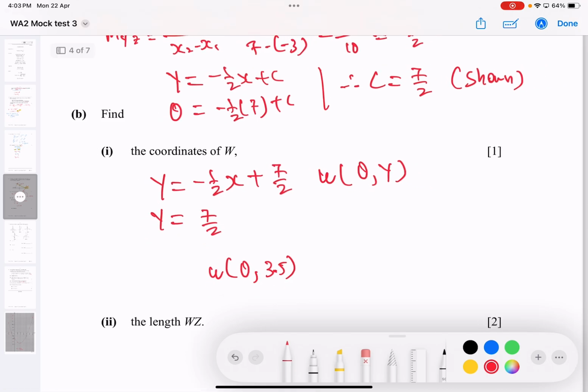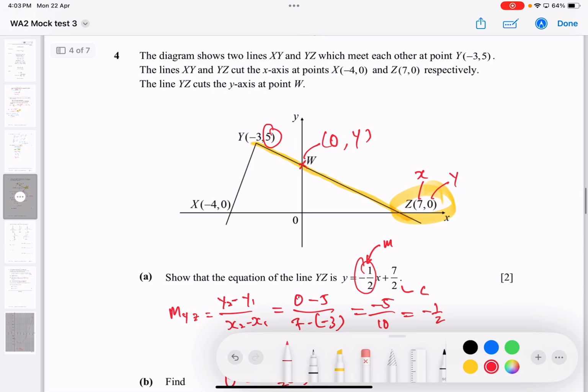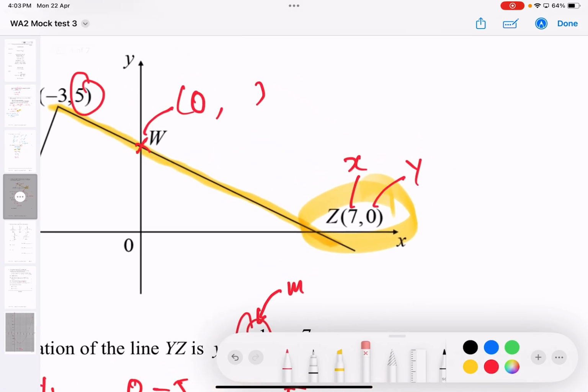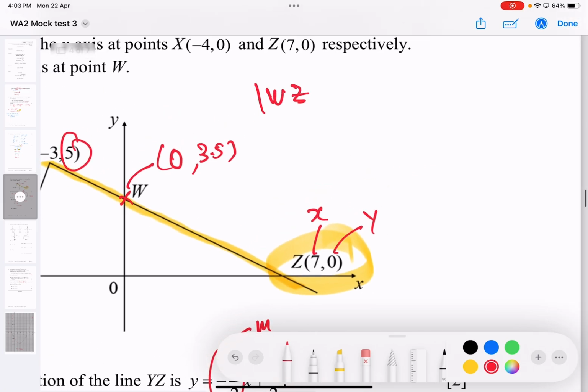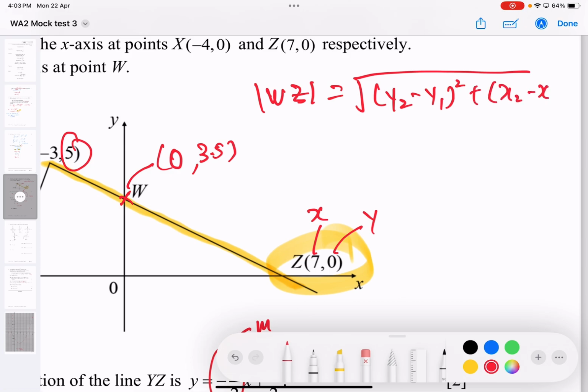Okay, so this is part B, part I. Next one, what is the length of WZ? WZ is over here. I'm going to replace this with 3.5. This one should be easy. Let me just write the working here. For WZ, the formula is, you can either do x or you can even do y: y2 minus y1 squared plus x2 minus x1 squared. Or you can do the other way around. Up to you.